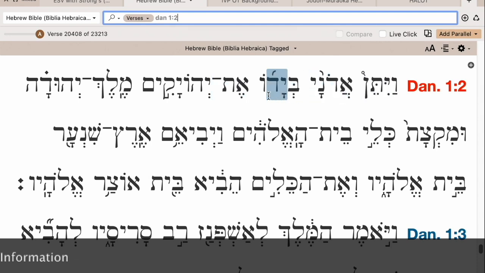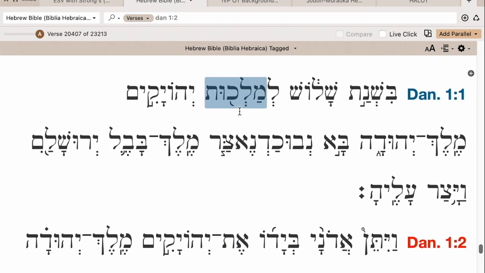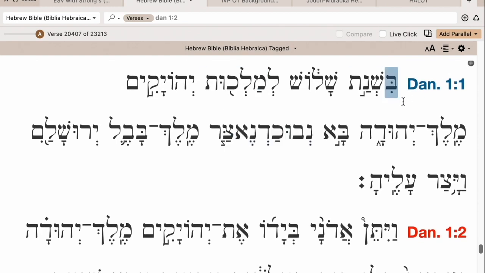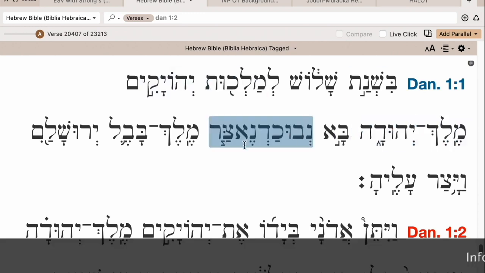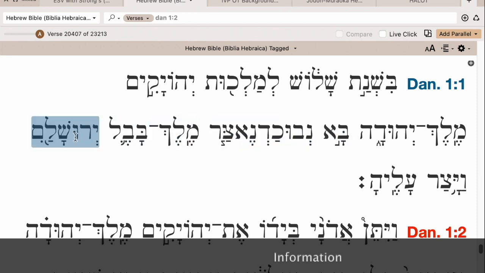So, Vayiten Adonai b'yado et Yehoiakim. So the Lord gave Jehoiakim into his hand. Into his hand. Now, into whose hand? Well, we go back to verse 1 here, and we saw in verse 1, we did this in the last video, Bishnat shalosh malchut Yehoiakim, in the 3rd year of the reign of Jehoiakim, melech Yehuda, the king of Judah, ba Nebuchadnezzar melech Bavel, Nebuchadnezzar, king of Babylon, came, right? Yerushalayim, to Jerusalem, vayatzar aleha, and he besieged it.